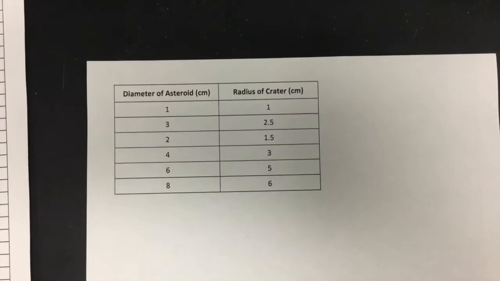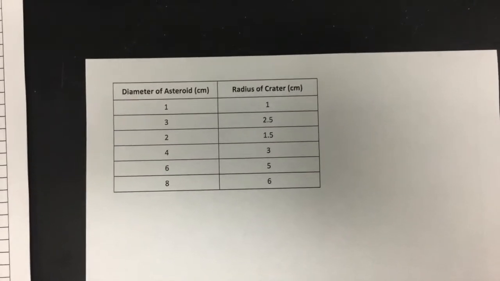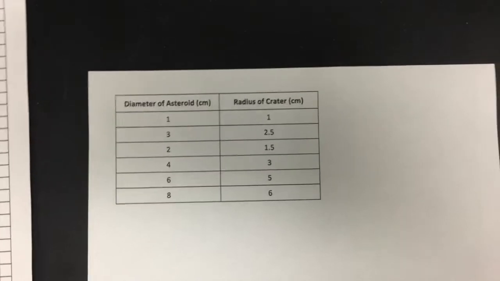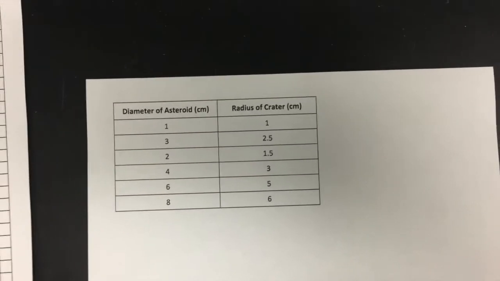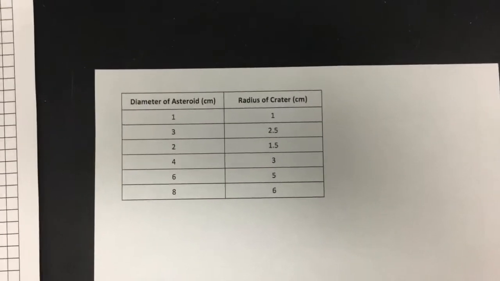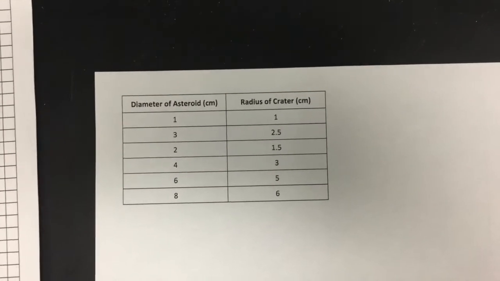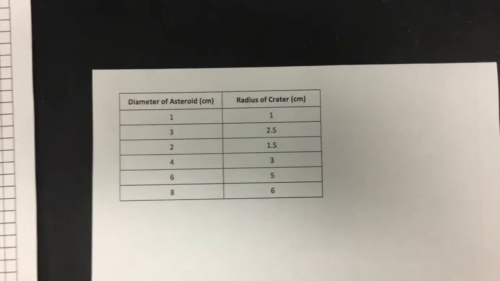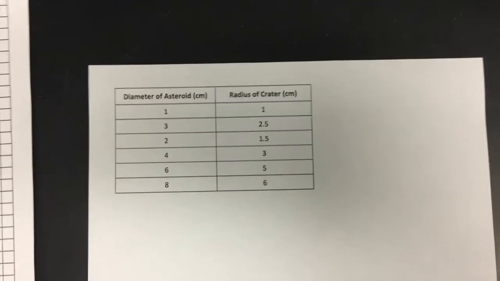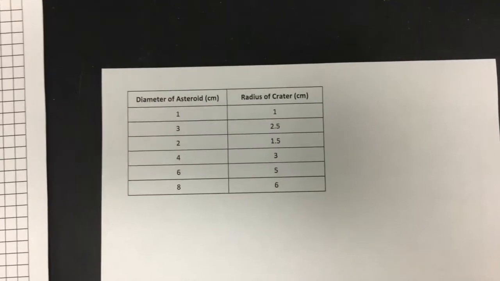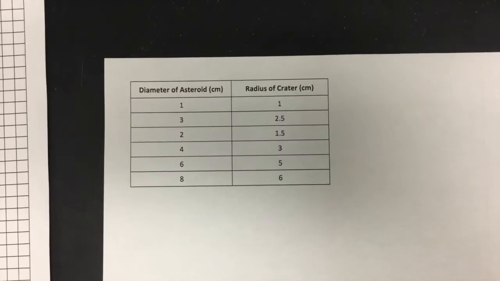Here's the data table from my crater inquiry. My question was, how does the diameter of the asteroid affect the radius of the crater? All of our data tables always have the x-axis first and then the y-axis second. In this case, that means that diameter is the independent variable. And that's right, that's what I changed every time I dropped my asteroid.